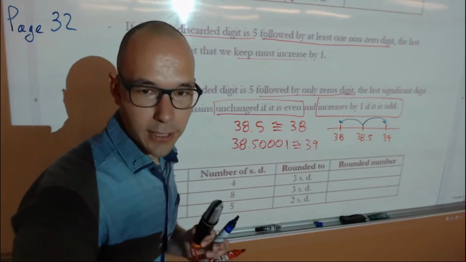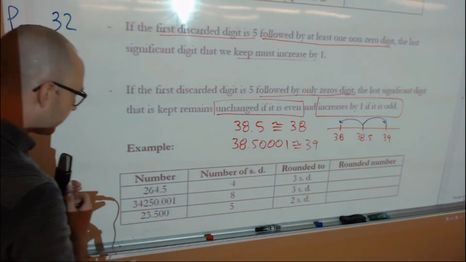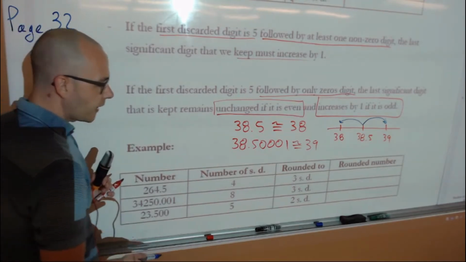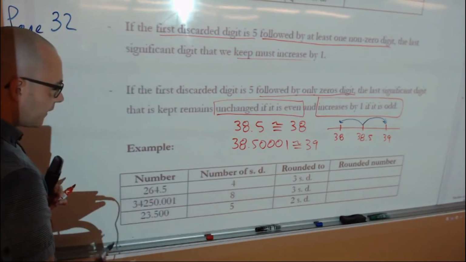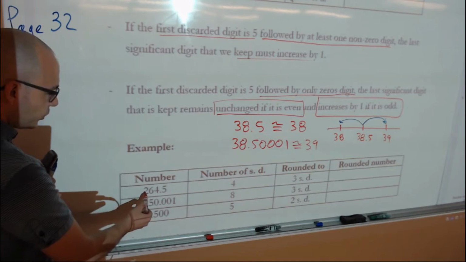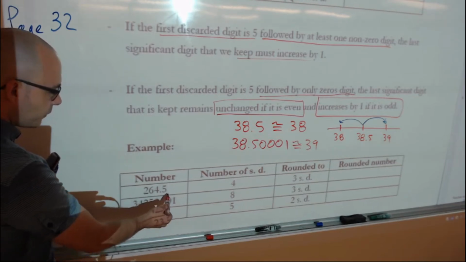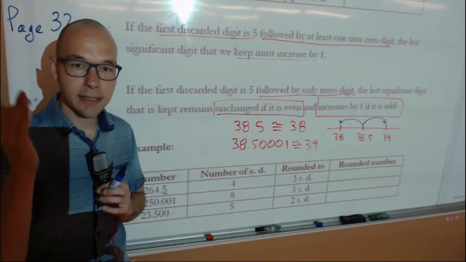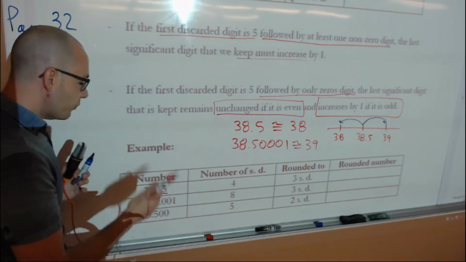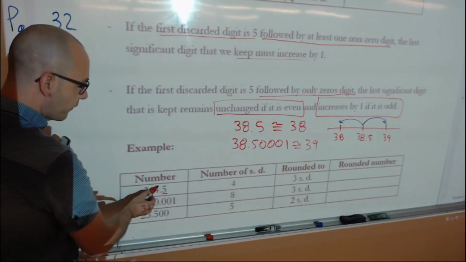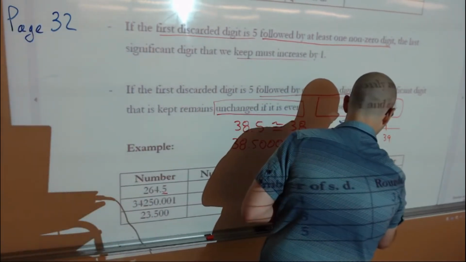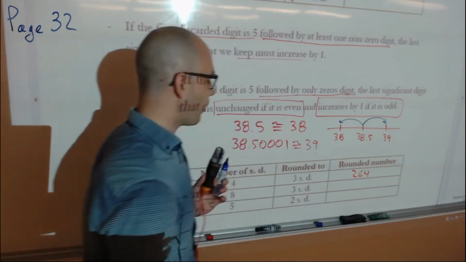So let's look at the examples. We have 264.5, and we wish to round that to 3 sig figs. So it's 264 that we keep, and then we look at that 5. It's the special rule. We're precisely in between. When we're precisely in between, we prefer an even number, so we keep 264 as our result.